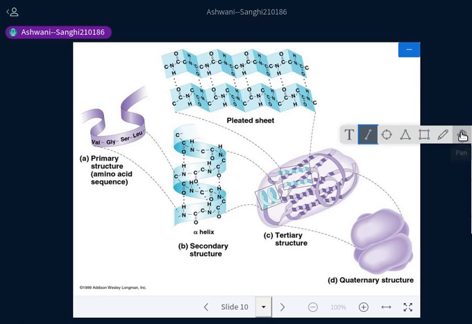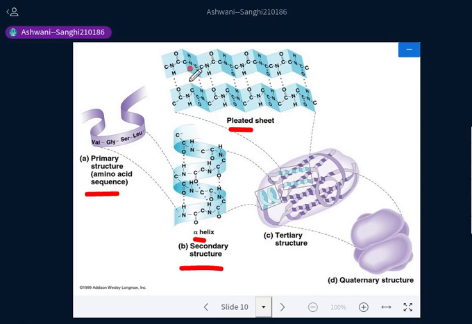To summarize the structures: primary structure is the amino acid sequence. Secondary structure contains the alpha helix, with hydrogen bonds within the same chain, and the pleated sheet, with hydrogen bonds between the same chain and different chains. Tertiary structure is the three-dimensional structure, for example myoglobin, a single chain protein. Quaternary structure is the protein-protein interaction, like hemoglobin, a 4-chain protein.